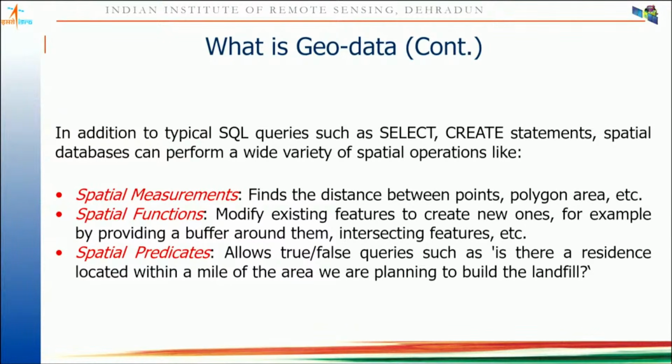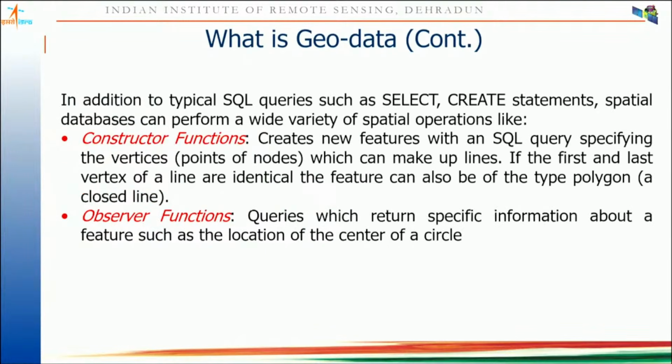Then the next special characteristic I require is spatial predicates, which allow true or false queries such as: is there a residence located within a mile or within a kilometer of the area we are planning to build a landfill? Suppose you are interested to build a commercial center and you want to fire queries. So is there any residential area within 1 kilometer of this particular point? This can be a very simple Boolean operation in the database management system. But how will I do it? How will the SQL help me to perform this kind of analysis?